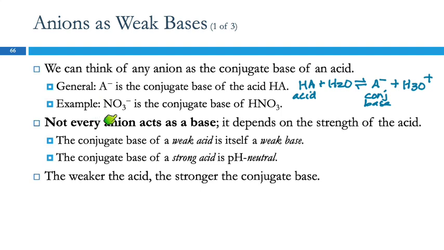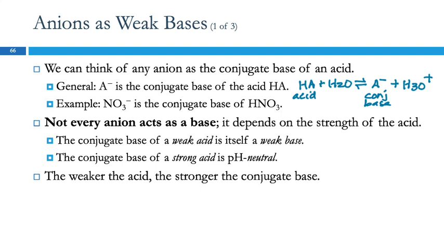Here's a specific example, nitrate ion. What's the conjugate acid of that? Well, acid-base pairs differ by one hydrogen ion. All right, so we take this guy and we put a hydrogen ion on it, we get HNO3. That's an acid. Okay, everybody okay with that?